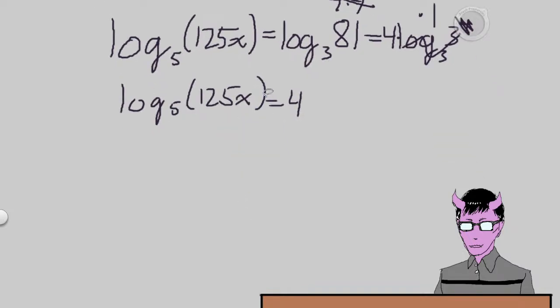So we do have some options here in terms of how we're going to proceed. We can expand the left hand term, or we could just take 5 to the power of 4 equals the argument. I think that's much simpler. So let's do that one. 5 to the power of 4 should be equal to the argument 125x.